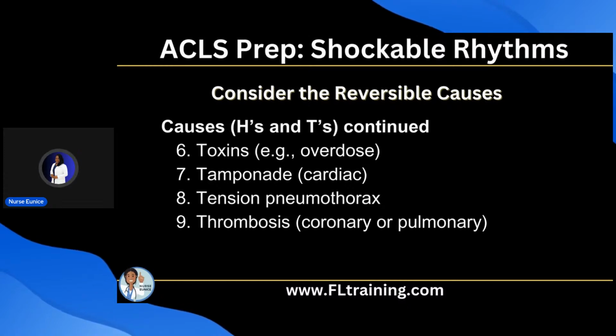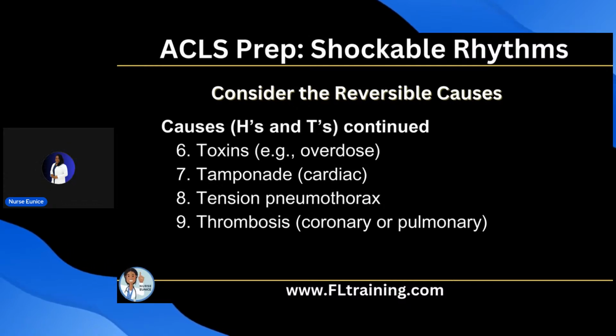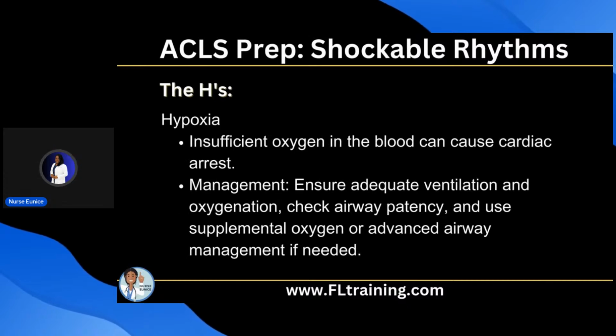The T's that I want you to consider are toxins. Let's say the person overdosed. Tamponade, referring to the heart. Tension pneumothorax, and also thrombosis. And that thrombus could be coronary or it could be pulmonary. So what does that mean?